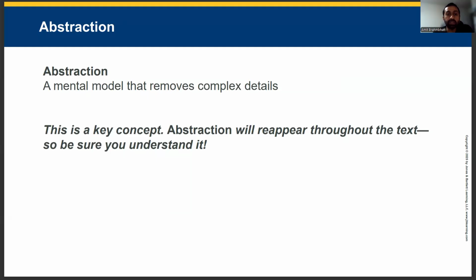Good abstractions are simple, consistent, and predictable. They reduce cognitive load, prevent errors, and allow teams to collaborate at different levels. Keep asking yourself as we go, what details are hidden, what guarantees does the abstraction provide, and what performance or flexibility trade-offs does it imply?